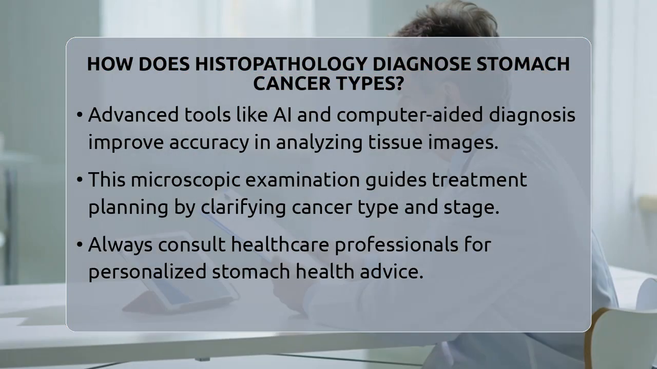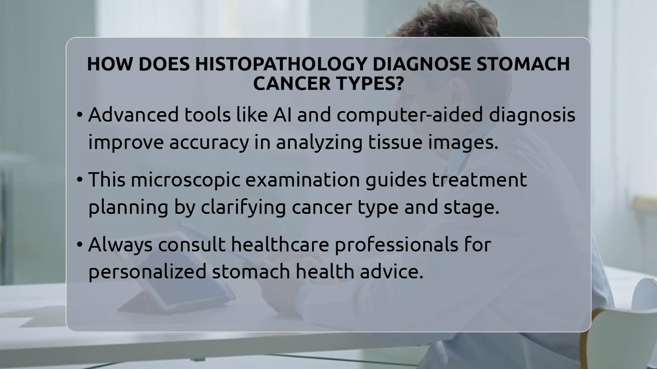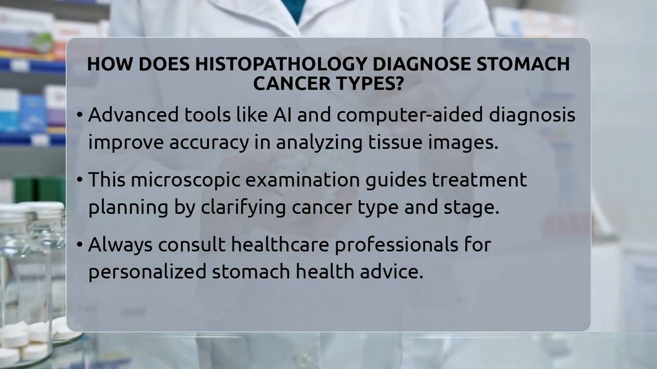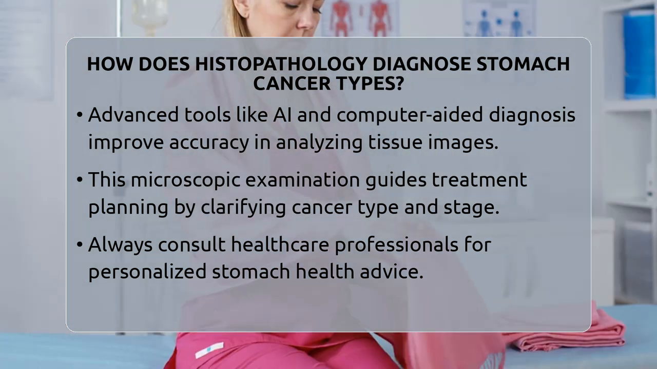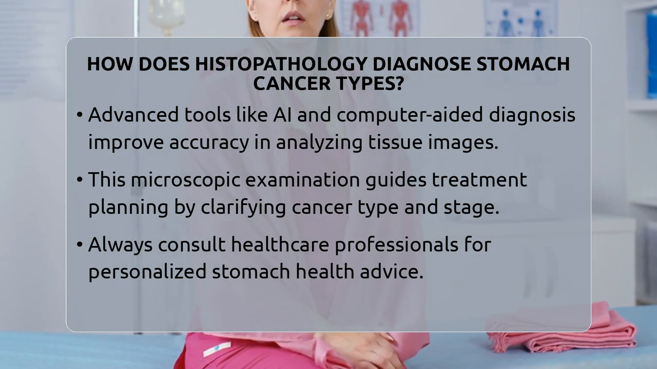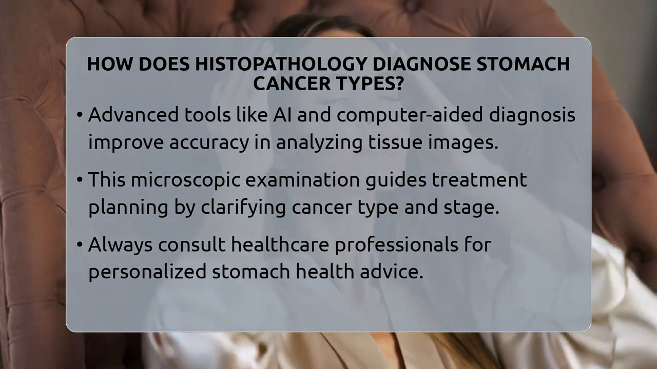Advances in technology, such as computer-aided diagnosis and artificial intelligence, are now helping pathologists analyze tissue images more accurately. These tools can detect subtle features that might be missed by the human eye, improving diagnosis consistency.